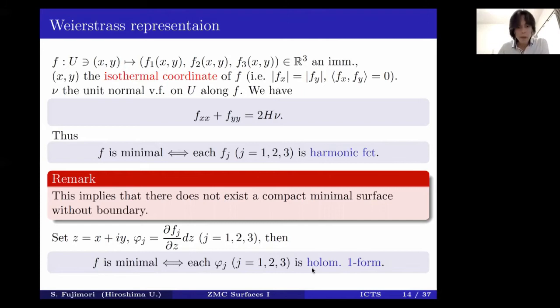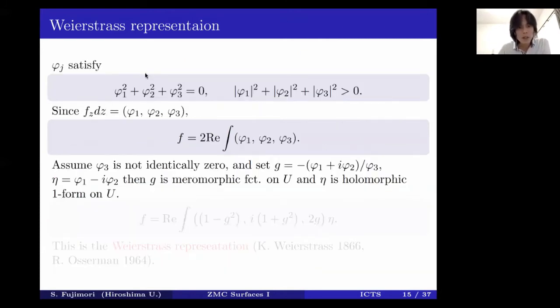Okay. And then the conformality condition implies this equation, and regularity of the minimal surface immersion implies this inequality. And using this, we have F equals 2 times the real part of the integral of phi 1, phi 2, phi 3. This integral means a path integral from a fixed point to a variable point. Okay, and we now assume that phi 3 is not identically 0.